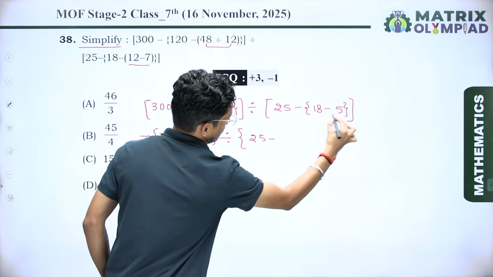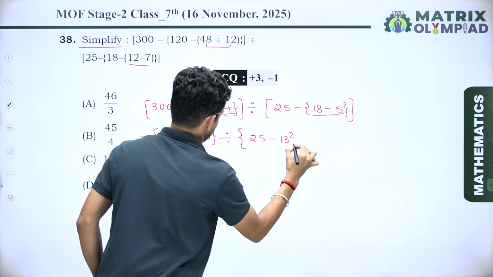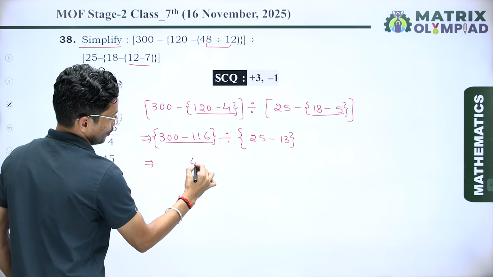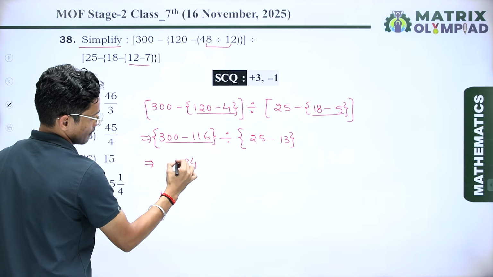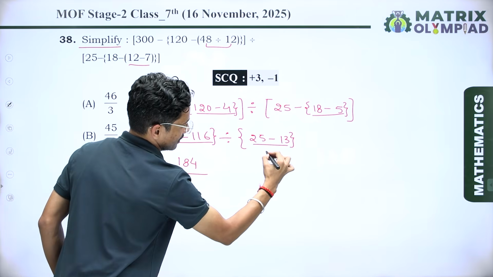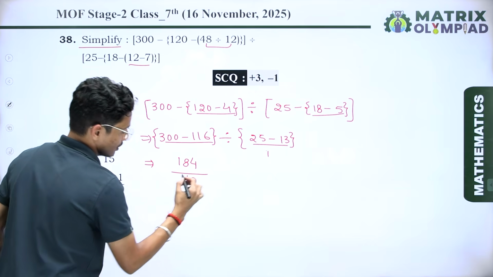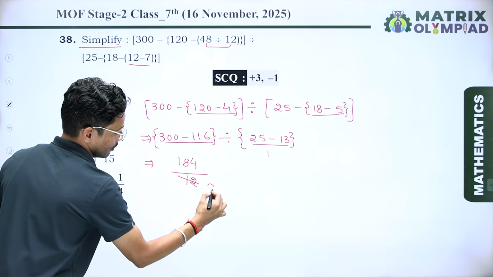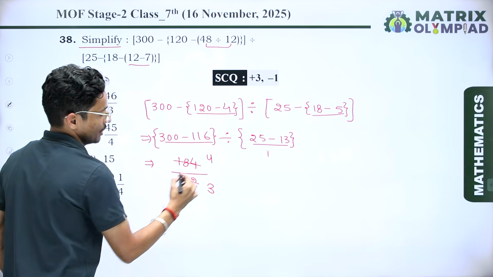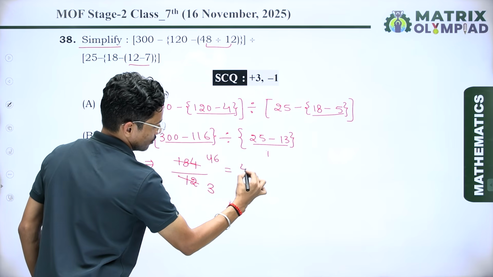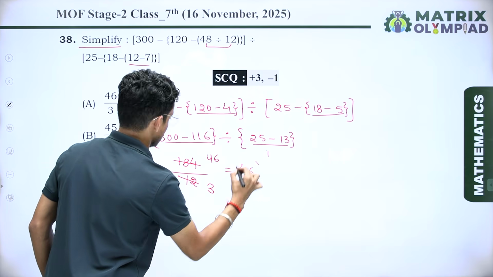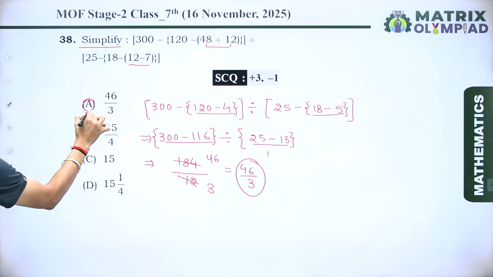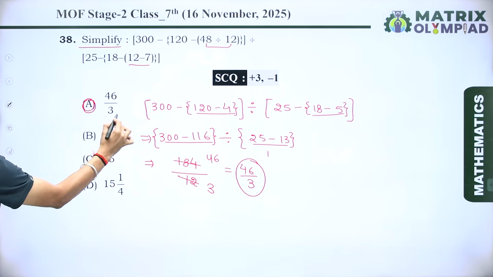25 minus, when we simplify it, here we get 13. So when we subtract it, we get 481, and divided by 12 and divided by 12. So when we simplify it, 4 3s are 12, 4 4s are 16, carry 2, 6 4s are 24, that is 46 upon 3. So check which option is correct. 46 upon 3, this one. It means option number A is the correct answer over here.